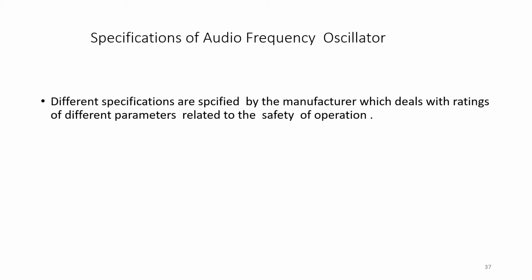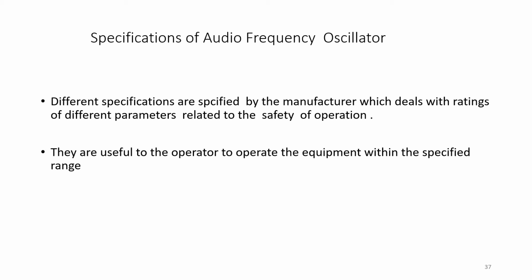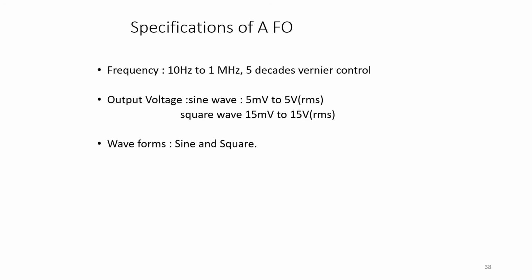Different specifications are specified by the manufacturer, which deal with ratings of different parameters related to the safety of operation. So they are useful to the operator to operate the equipment within the specified range so that the equipment is not spoiled. They provide safety measures to the equipment. So these are the specifications of AFO.